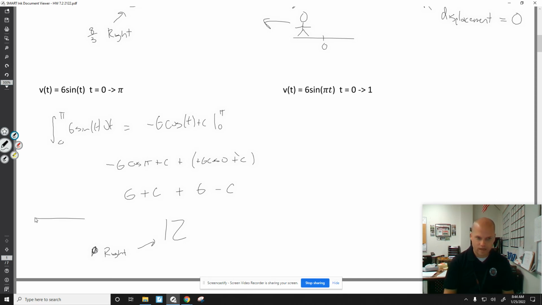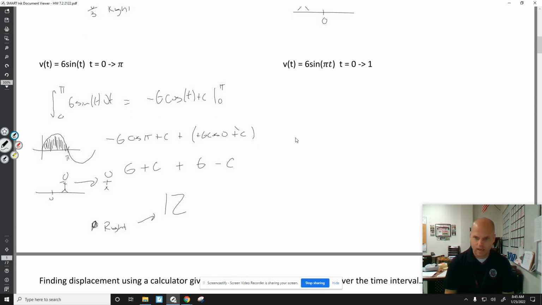So I don't know where exactly the guy started, but wherever he started, over the course of pi seconds, he's going to the right 12. Now, if we look at the velocity 6 sine t, it looks like that, and that's pi because that's when I get a 0. So it looks like I am going to be moving to the right constantly. And at pi, I'll change directions. So this is like the total amount that I've gone right.